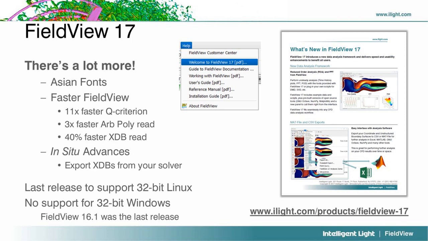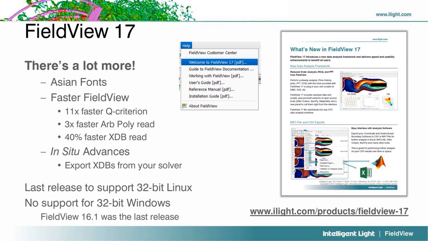We have a much faster hard poly reader, a 40% faster XDB read, which also affects all the surface-only readers. And we've made significant advances in the area of in situ, with a number of solvers now being able to export directly to or extract XDB format straight from the solver without even going through FieldView. So if you're interested in more of these new capabilities, full details can be obtained from our interface.